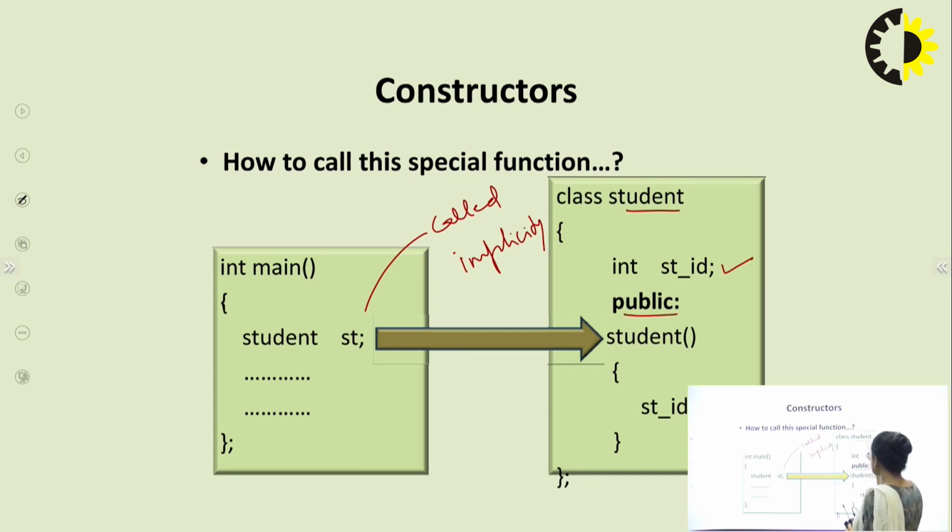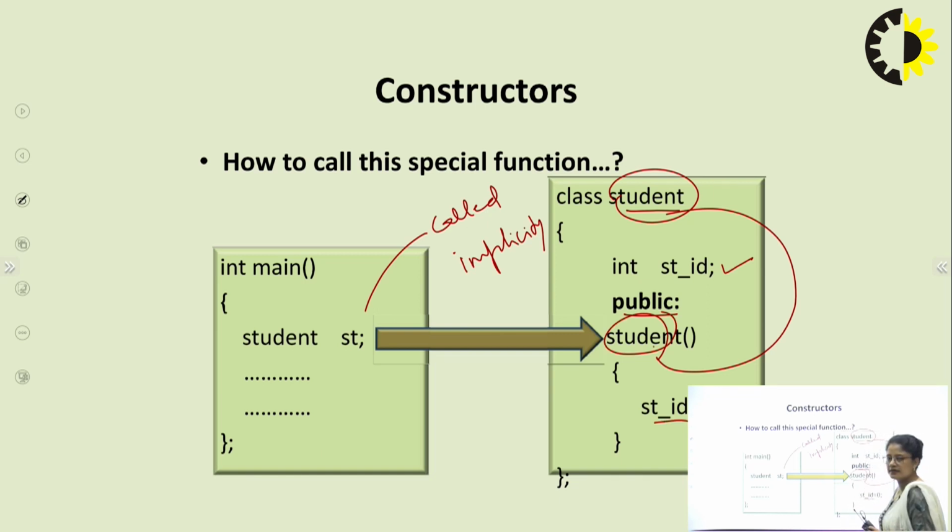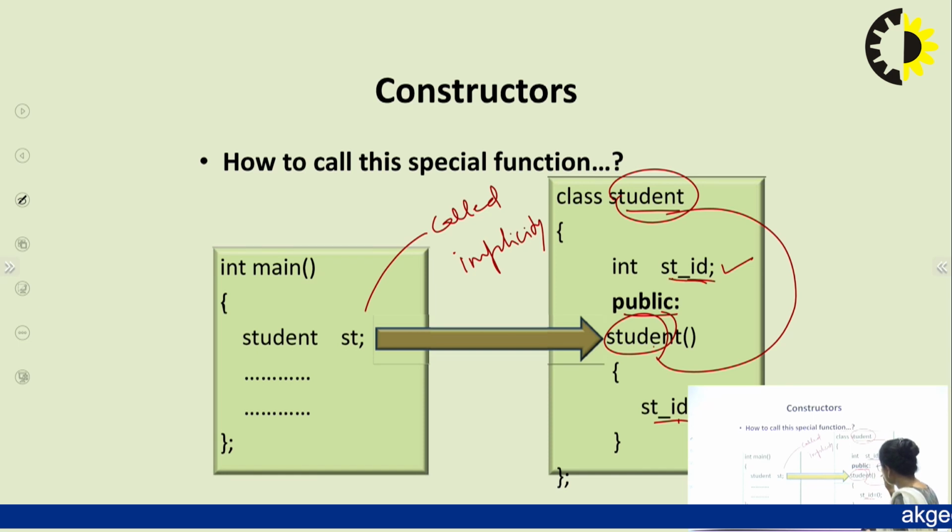In the public section, the class name matches the student name, with the function name. So, it's a constructor, and in this constructor, what does it do? It sets the member ID to 0. So, how is it called? The moment in the main program you create an object st, what happens?